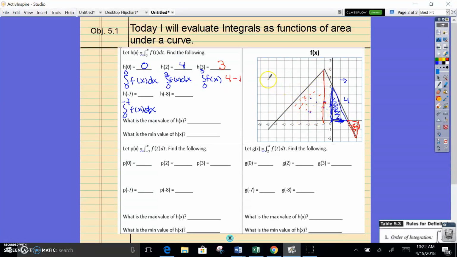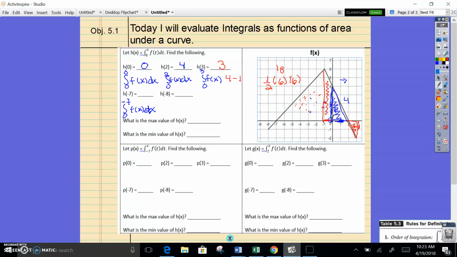For this right triangle, it's going to be 1/2 the base. The base is 1, 2, 3, 4, 5, 6, times the height. The height is also 6. All right, so that, of course, is going to give us 18. I'll just put it up here. And now I need to find this trapezoid.